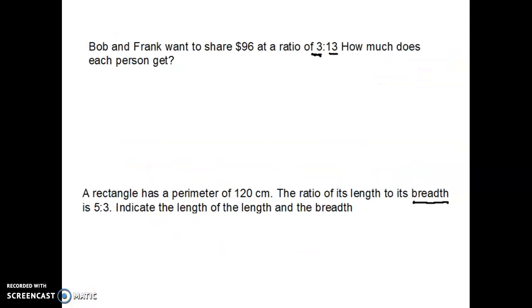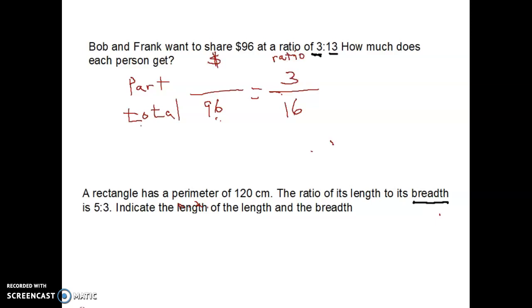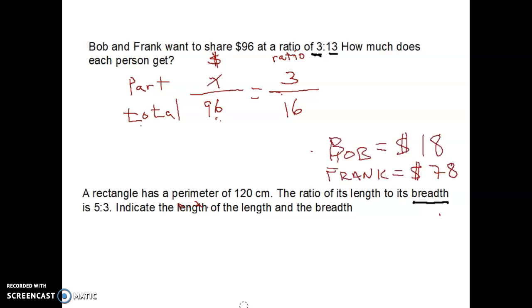Bob and Frank want to share $96 at a ratio of 3 to 13. How much does each person get? This time I'm going to use part and total, and if you look at this ratio, the total is 16. We have that part set up. It's easy. So Bob, let's find how much money that Bob gets. He's getting a 3 to 13 ratio with Frank. So we use 3 for Bob, 3 on the ratio side. We'll put the X on the money side, and then we just cross multiply and solve for X. We wind up with $18.78.